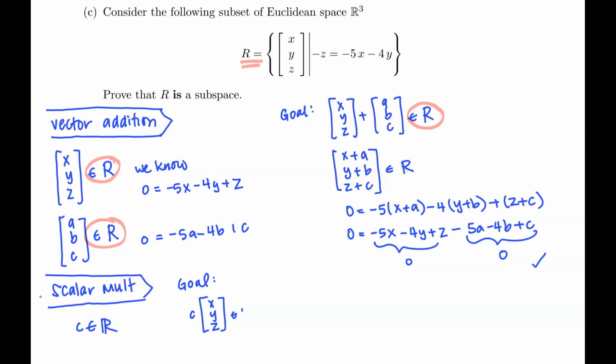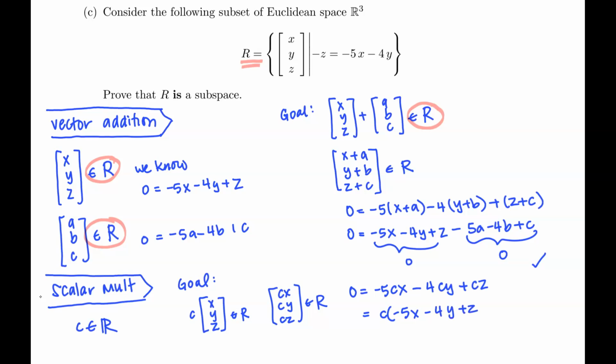The goal now is that c times our x, y, z is also in R. So we want to show that the vector cx, cy, cz is in our R. We know that's only true if it fits our rule: 0 has to be equal to negative 5cx, negative 4cy, and cz all added together. We can factor out our c. Then we're back to the thing we said was equal to 0, and anything times 0 is 0. Boom. Done, both pieces that we need to do.